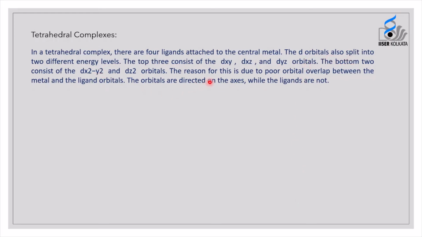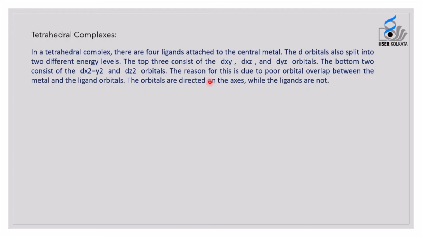The top three consist of the dxy, dxz and dyz orbitals. The bottom two consist of the dx²−y² and dz² orbitals. The reason for this is the poor orbital overlap between the metal and the ligand orbitals. The orbitals are directed on the axis while the ligands are not.